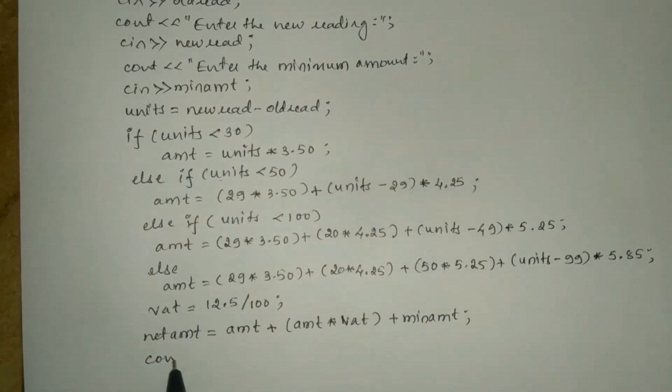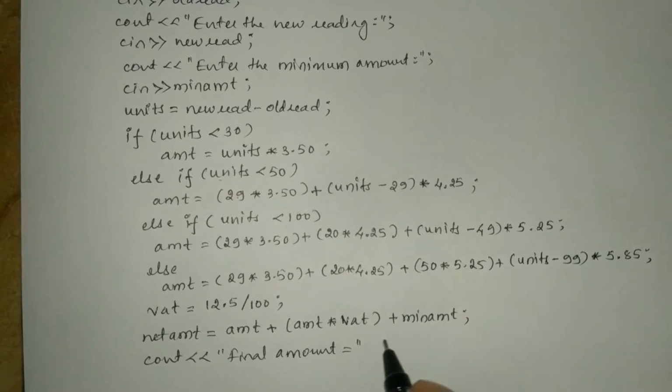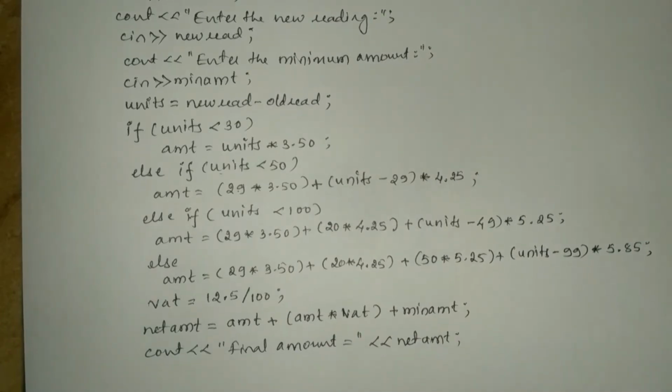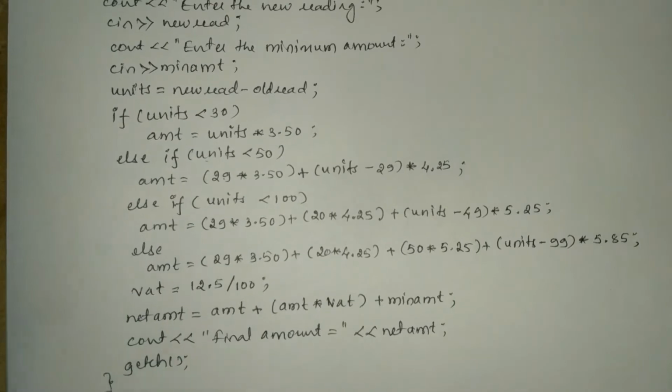Now we are going to write cout statement, and here in a double quotation mark I'm going to write final amount that is to be paid by the consumer. So final amount is equal to stream insertion operator. Final amount will be stored in the variable called net amount. Here I'm going to write net amount and put semicolon. Here I'll write getch function, and curly closing brace for the main function.